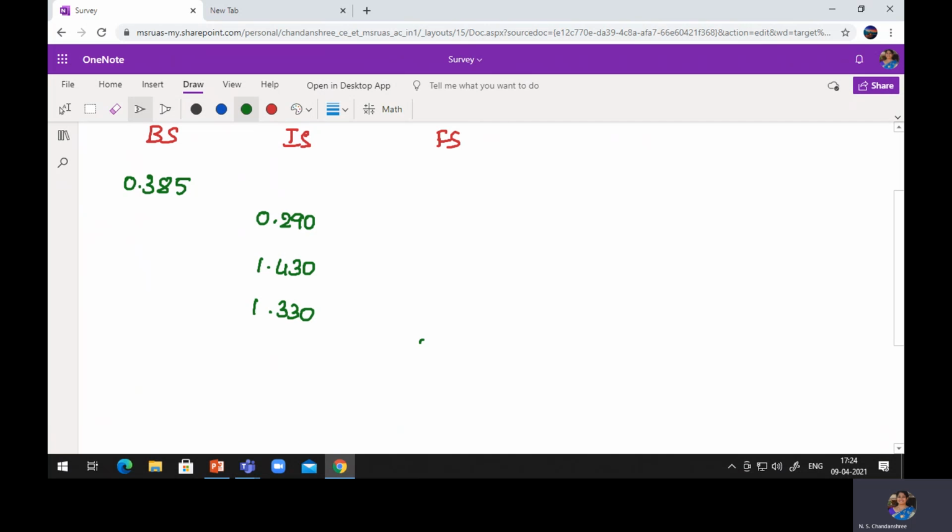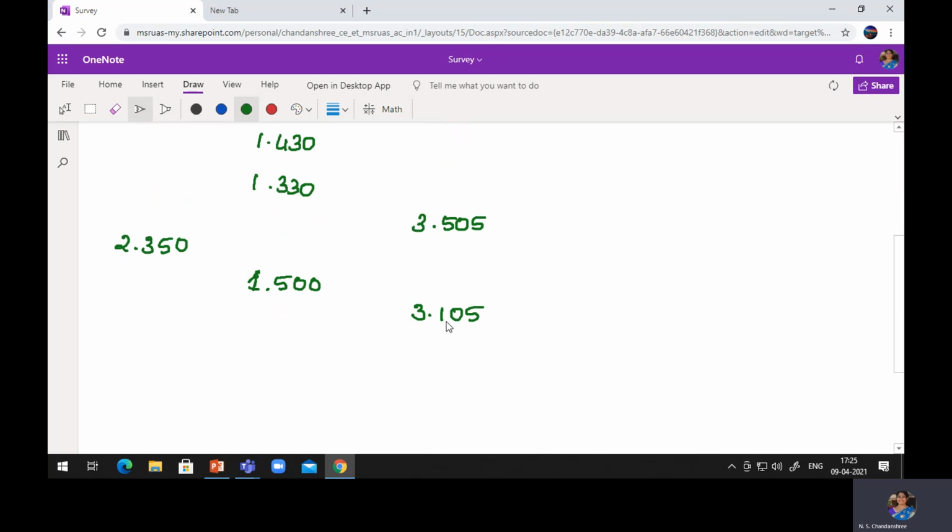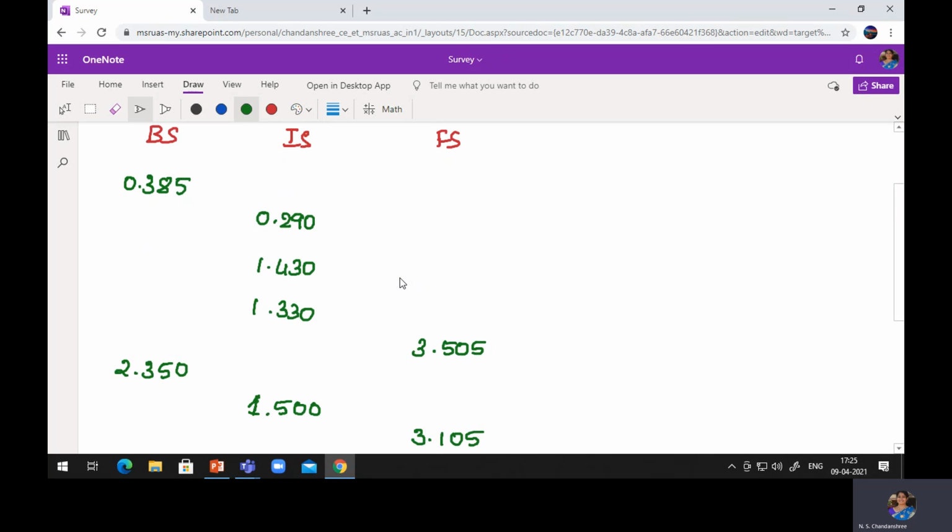Next we'll write foresight as 3.505. Next on the same point the backsight is taken. So here it is 2.350. Next intermediate sight is 1.500. Next foresight is 3.105. Okay, now these are the readings that are given to us.